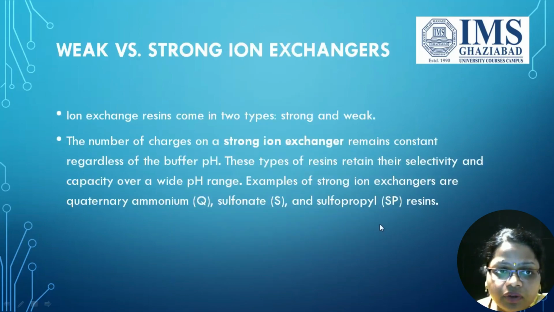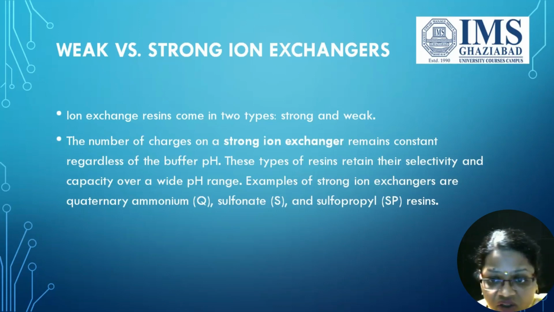Now we have weak exchangers and strong exchangers. Strong exchangers are those that remain constant over a great pH range. Those exchangers which retain their integrity over a good pH range are known as strong exchangers. For example, quaternary ammonium, sulfonate, and sulfopropyl resins.